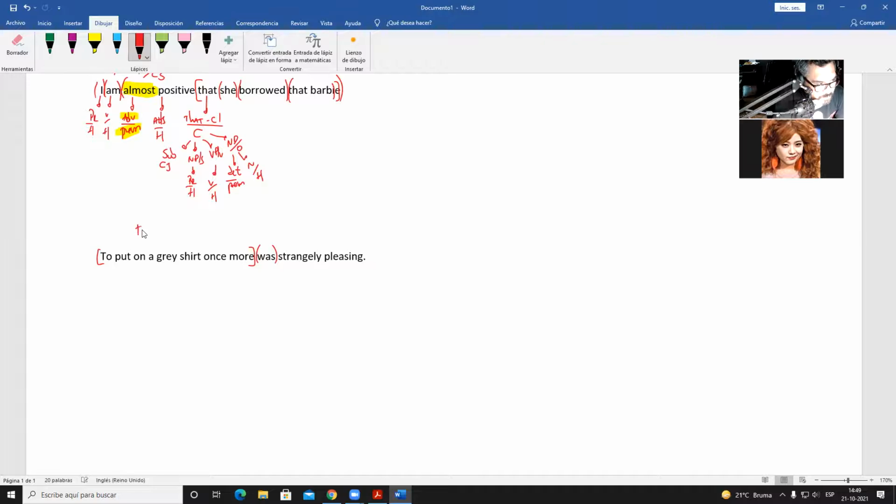The name for this clause is non-finite to infinitive, and it is performing the role of a subject. Inside of it, we have some phrases. To put on, I think put on is a phrasal verb. To put on what? A gray shirt. When? Once more.